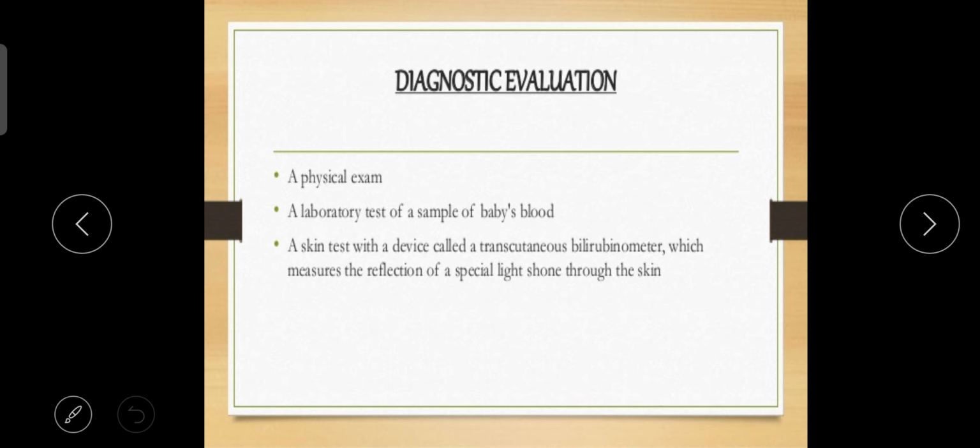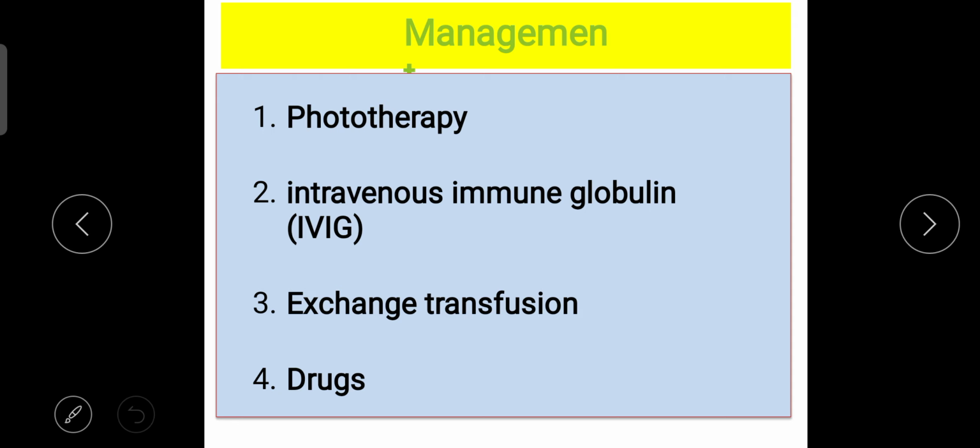A laboratory test of a sample of the baby's blood shows the bilirubin level. And the skin test uses a device called a transcutaneous bilirubinometer, which measures the reflection of a special light shone through the skin. Next one is management. There are four management options we can give: phototherapy, intravenous immunoglobulin, exchange transfusion, and drugs.